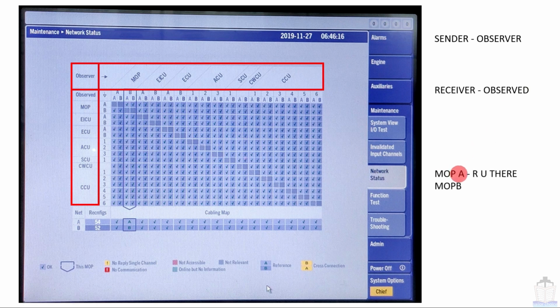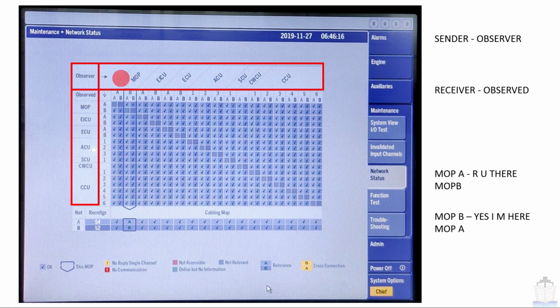Suppose MOP A has sent a message to MOP B: are you there? In that case, MOP A becomes the observer and MOP B becomes observed. Another example, MOP B is sending a message to MOP A: yes, I am here. Then MOP B becomes observer and MOP A becomes observed. So I hope it is clear what is observer and what is observed.